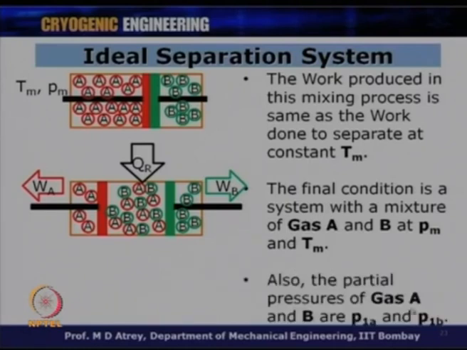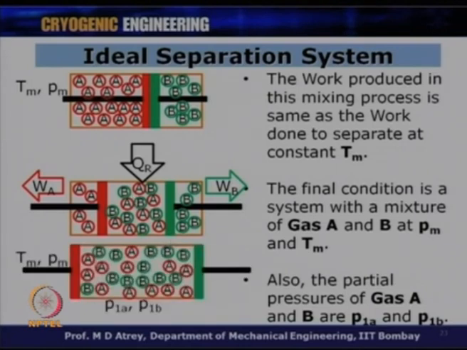Also, the partial pressures of gas A and gas B will be P1A and P1B. So, ultimately in this mixture, it will have partial pressures of P1A and P1B as it was previously. So, ultimately I will get now a mixture of gases. First I had unmixed the mixture, and again the mixture has occurred automatically. And if I put in the work Wa and Wb, again the process would repeat. So, this is what we call a reversible process. We are conceiving a system wherein we can call this particular process a reversible process of gas separation.